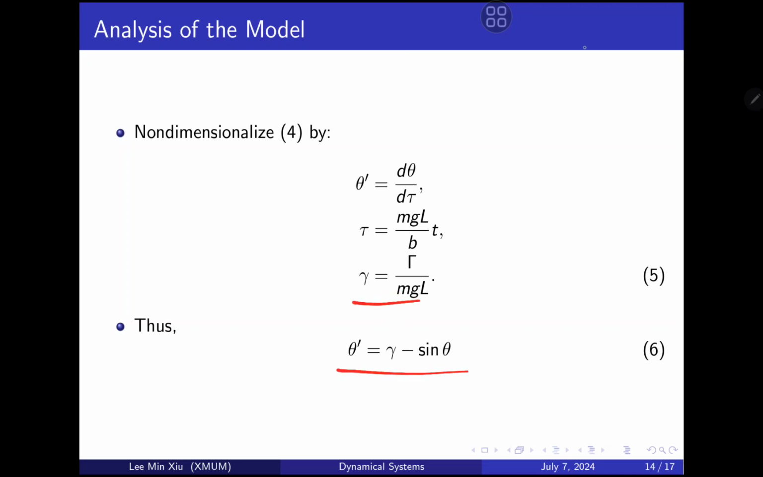Also note, let's say about this one first. Let's note that this small gamma here is equal to big Gamma over mgl. We can also write it as 1 over ml times Gamma over g. So m and l are constants, so they are just like some scale factor. But note that big Gamma is our external torque, and g is the gravity, and this will come into play real quick in a bit. And also I think it's fine.